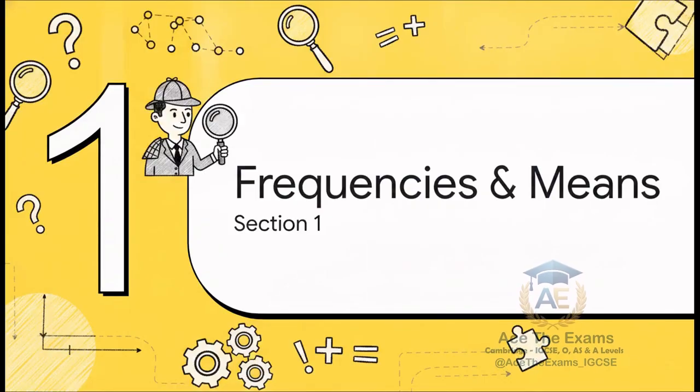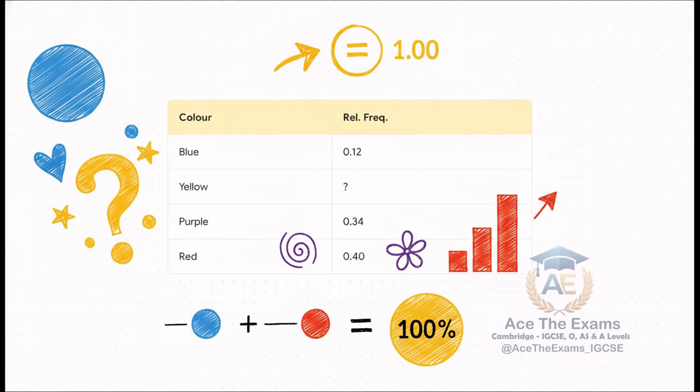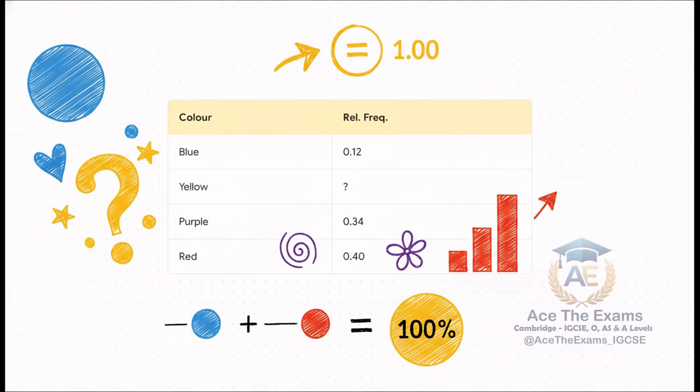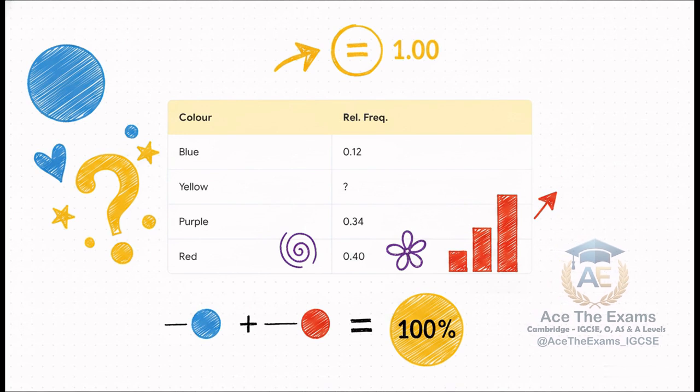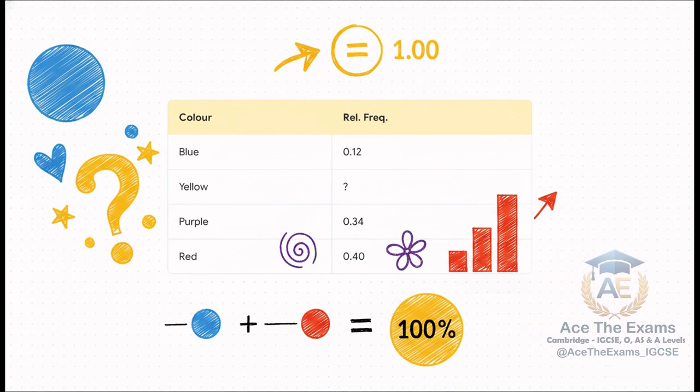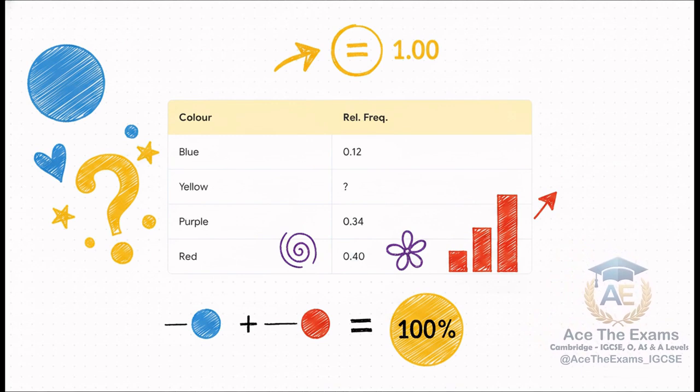Section 1. Frequencies and unknown means. You know, in statistics, the exam isn't going to just hand you everything on a silver platter. Sometimes you've got to play the role of a data detective. Look at this survey here. 200 people, favorite colors. We've got relative frequencies for blue, purple, and red. But yellow? Just a massive question mark.